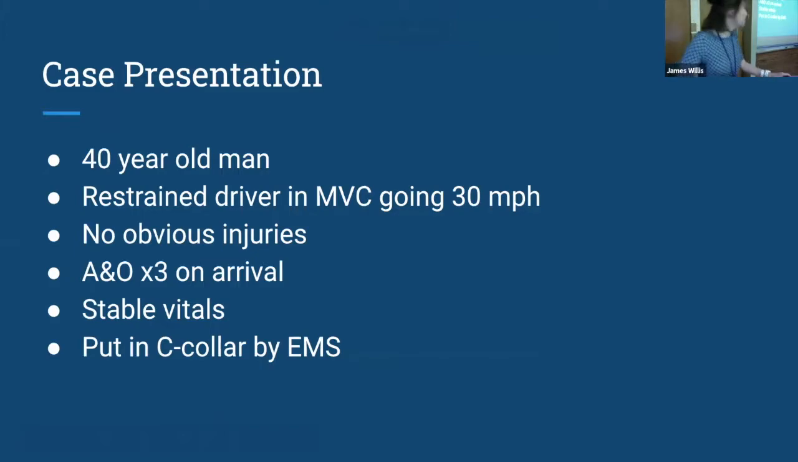Okay, so here's our case presentation. We have a 40-year-old man. He was a restrained driver in an MVC going 30 miles per hour. He has no obvious injuries, is AO times 3 on arrival, has stable vitals, but shows up in a cervical collar that EMS put him in.